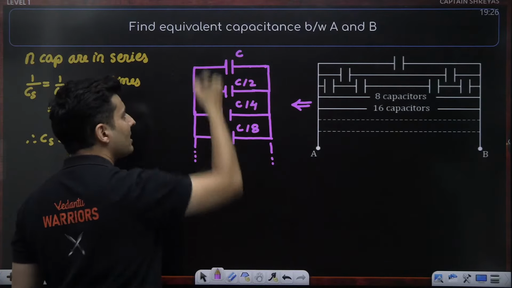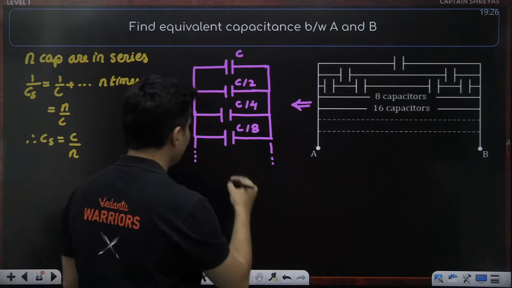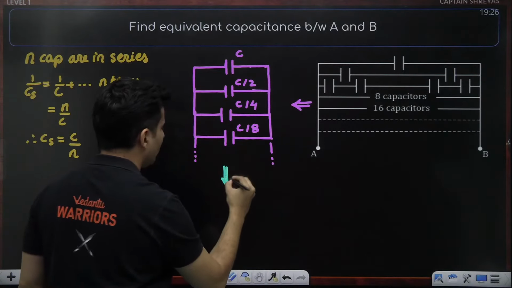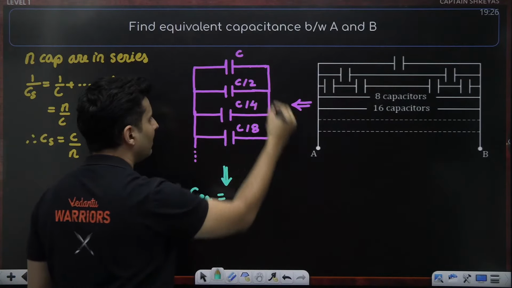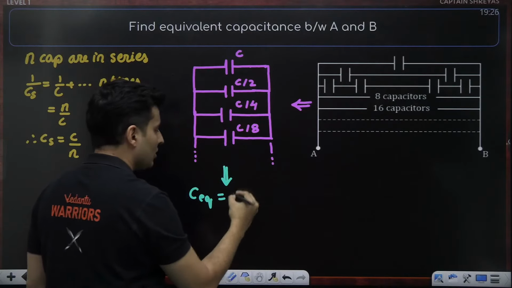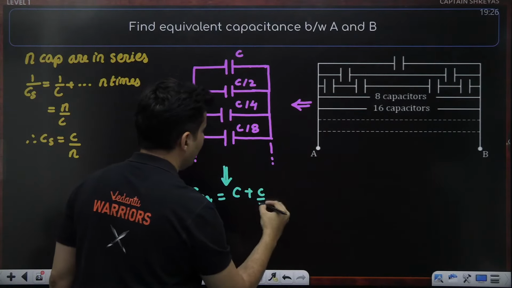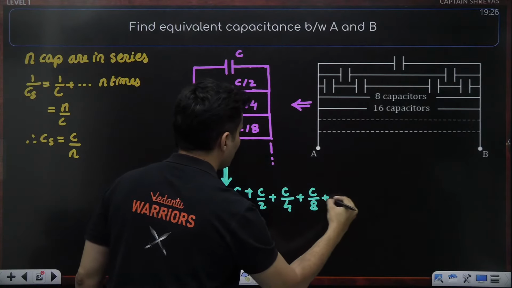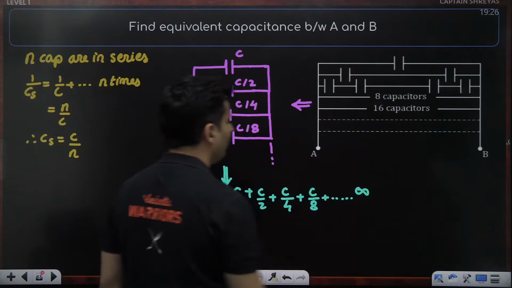Now, all these capacitors are in different branches. They are in parallel. So because they are in parallel, to find the equivalent capacitance, I should just add them. All these are in parallel. So just add them. So it will be C plus C by 2 plus C by 4 plus C by 8, so on and so forth. And this will have infinite number of terms.